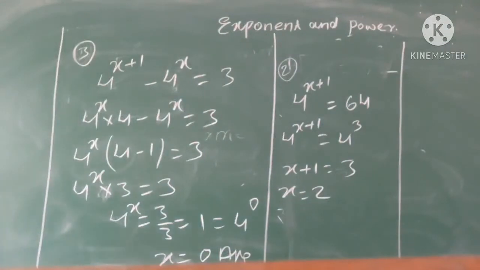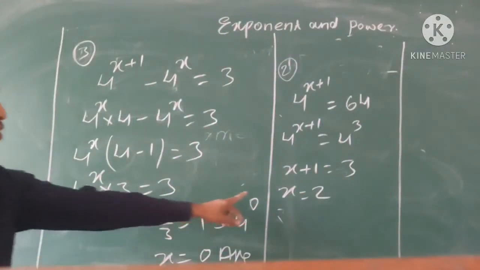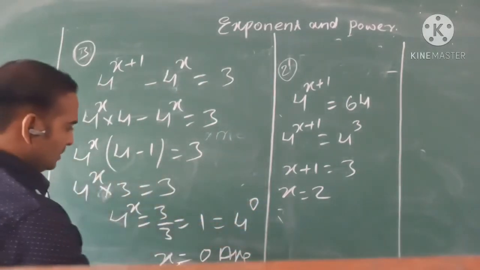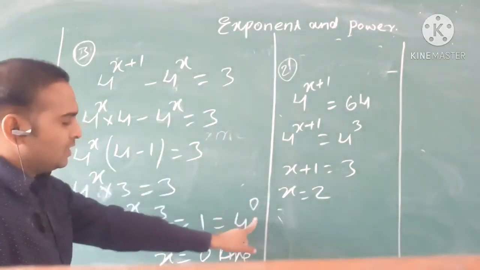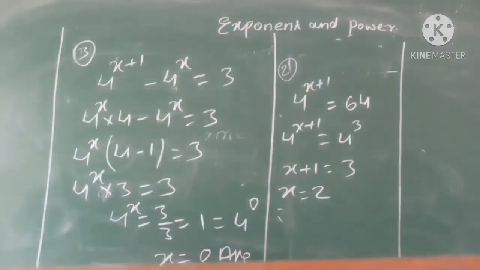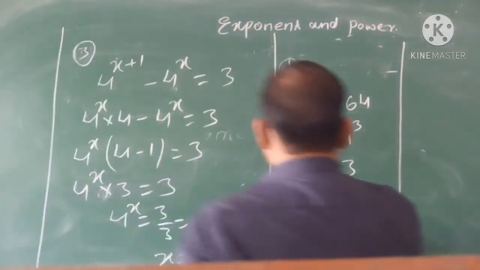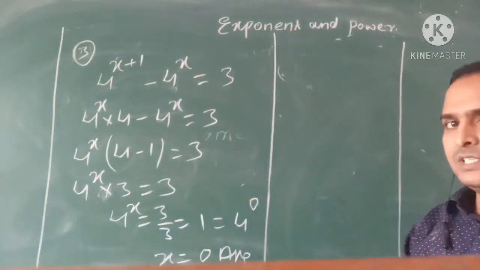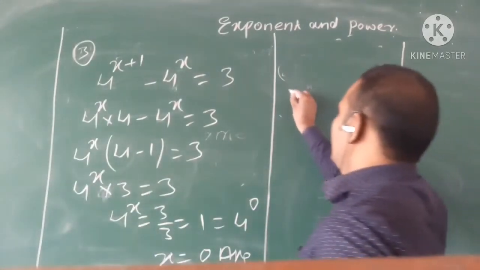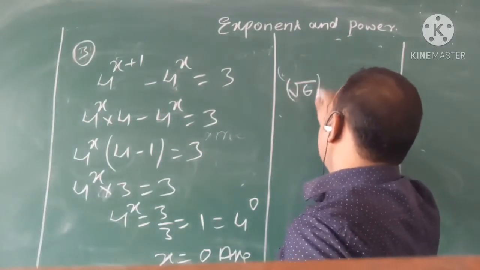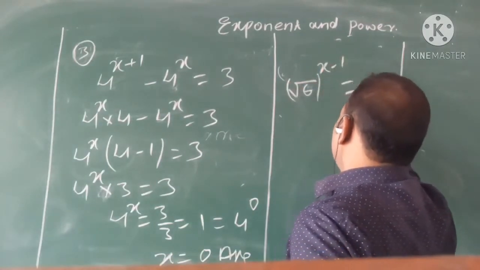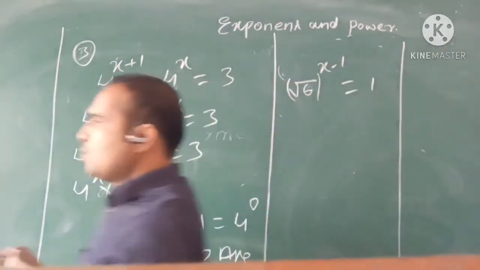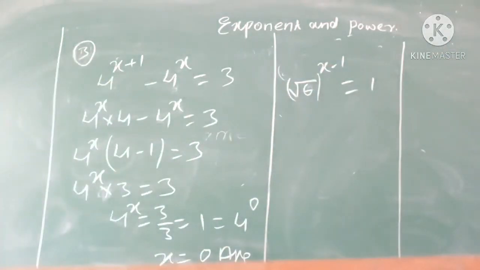As we know, power 0 of any number is 1. Like that, if it is asked: root 6 to the power x minus 1 is equal to 1, then how to make the bases equal on both sides?